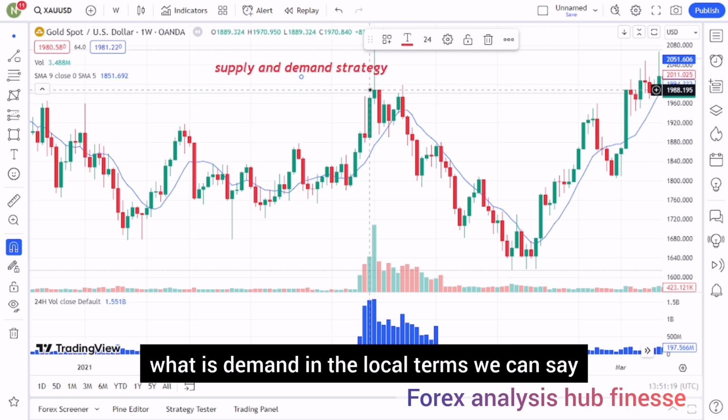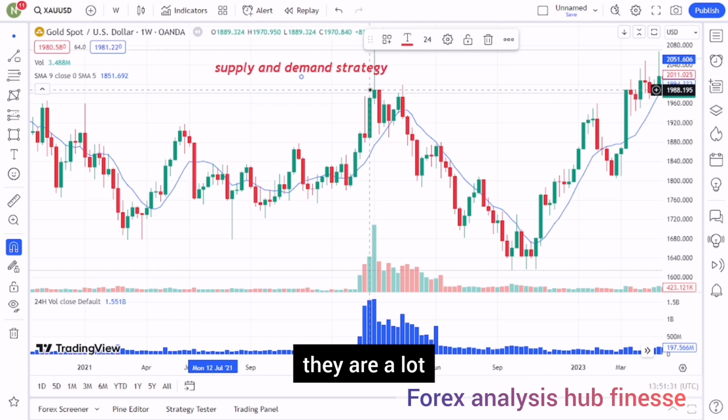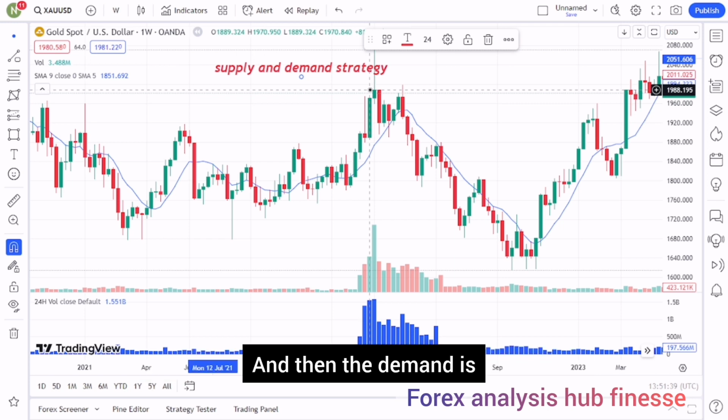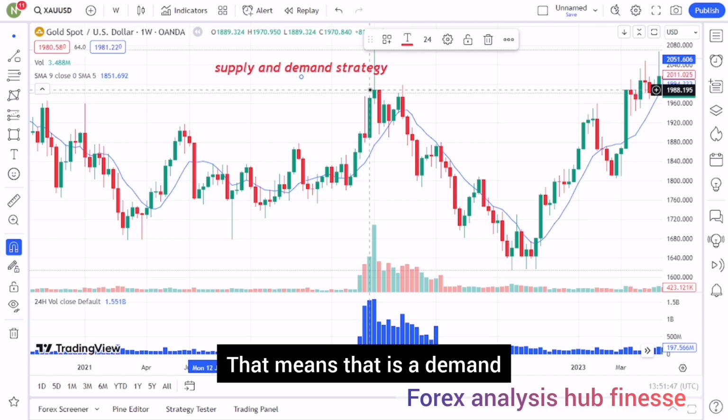In local terms, we can say that supply is where the commodity or any goods are in surplus. When the goods are in surplus, they are a lot, that means the price goes down. That is the supply, meaning the supply is higher than the demand. And demand is where the goods are very low.